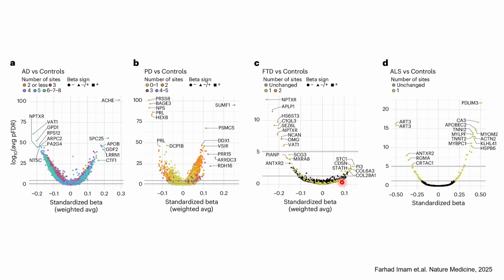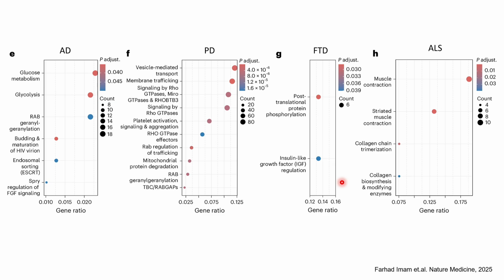Back to the continuity of this data, which is your Alzheimer's study. Based on all those, after doing the volcano plot and expression, they did the pathway analysis, and they found that in Alzheimer's, glucose metabolism, Rab granulation and endosomal sorting pathways are up, while Parkinson's contains a lot of GTPases.